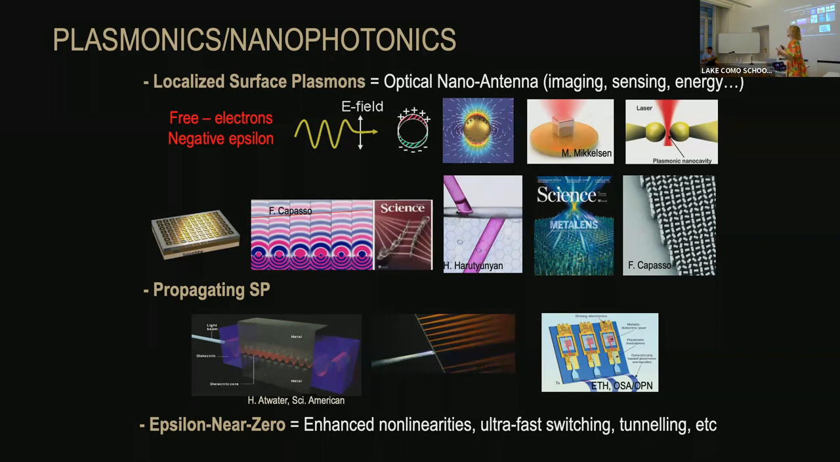But not only do you need the real part to be at zero, you also obviously want the imaginary part to be low, so that you're dealing with a refractive index which is near zero. So this is very interesting. It opens up new chapters for nonlinear optics. It actually provides a route to ultra-fast switching, light tunneling, and many, many more.